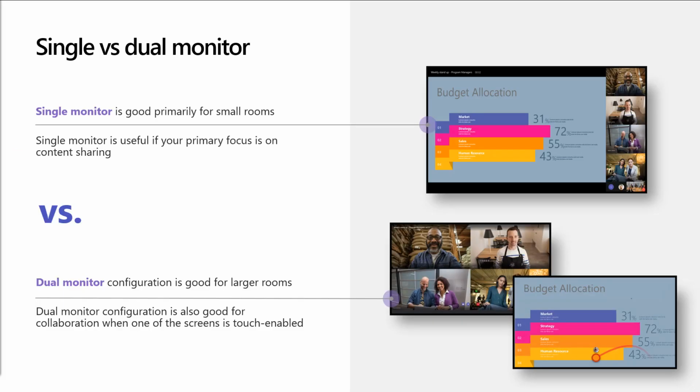When should you use a single monitor versus dual monitor? A single monitor is good primarily for small rooms, while dual monitor is great for large rooms. In a dual monitor situation, one of the two monitors can be touch enabled to support interactive inking. You can also use a touch display with a single monitor.